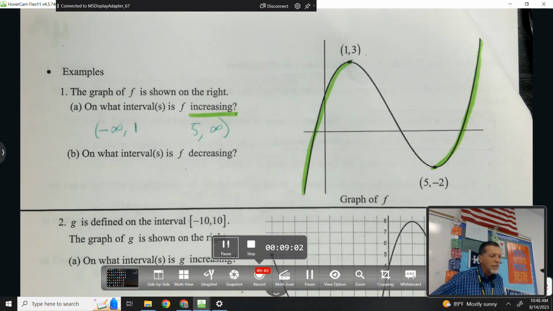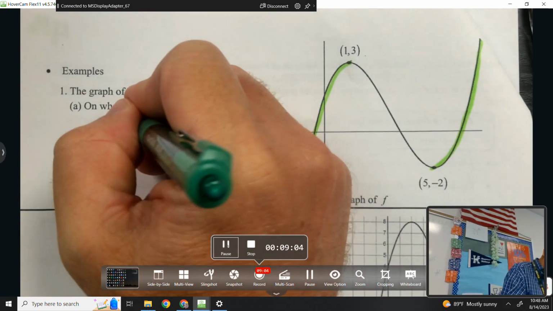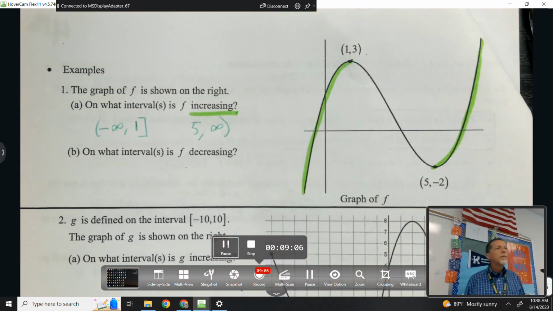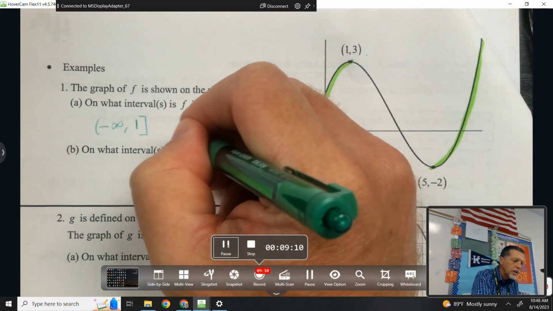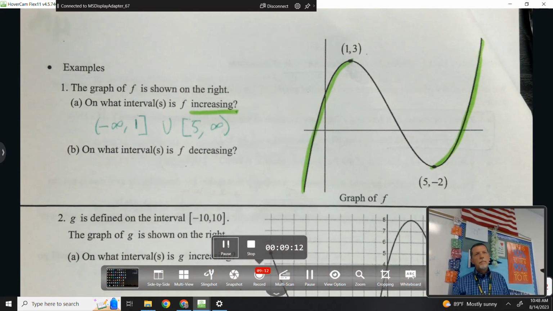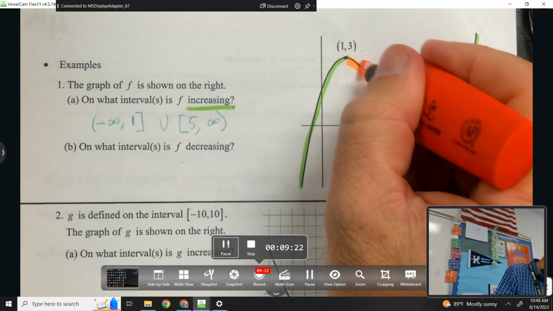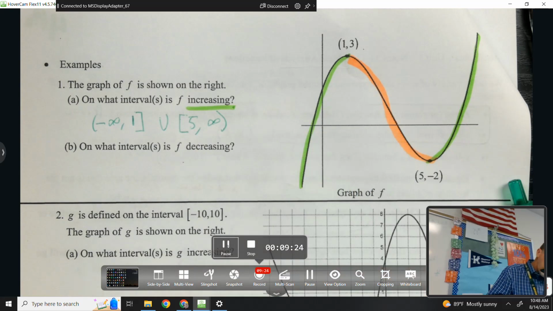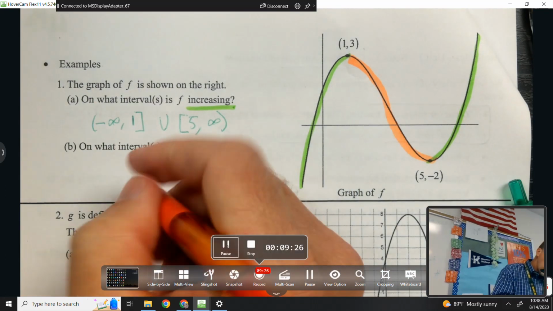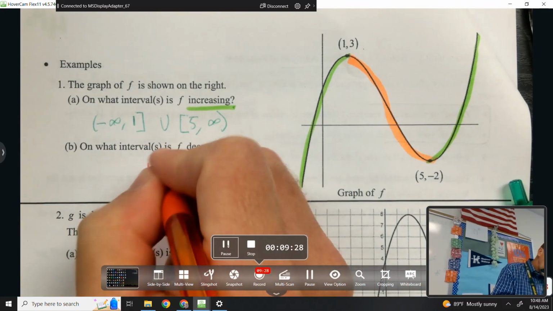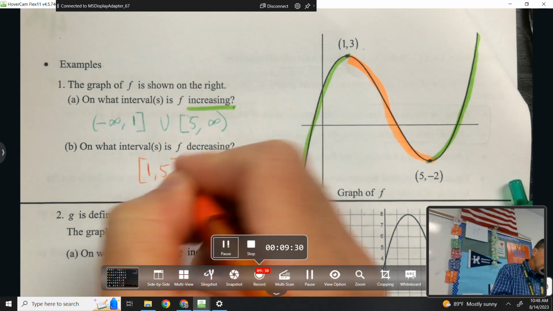Good. I'm glad the people who are guessing are saying they want to include 1, and that is right. And then the same for 5. We want to include those. I guess the trick is when we say decreasing, then we're going to be decreasing from 1 to 5. And we'll include those.